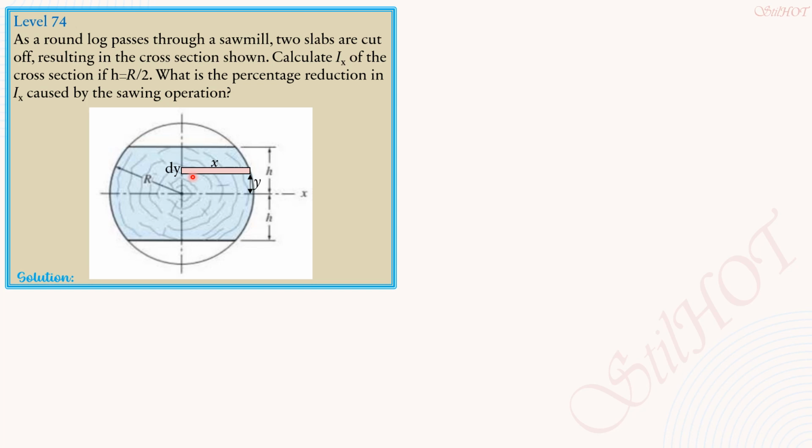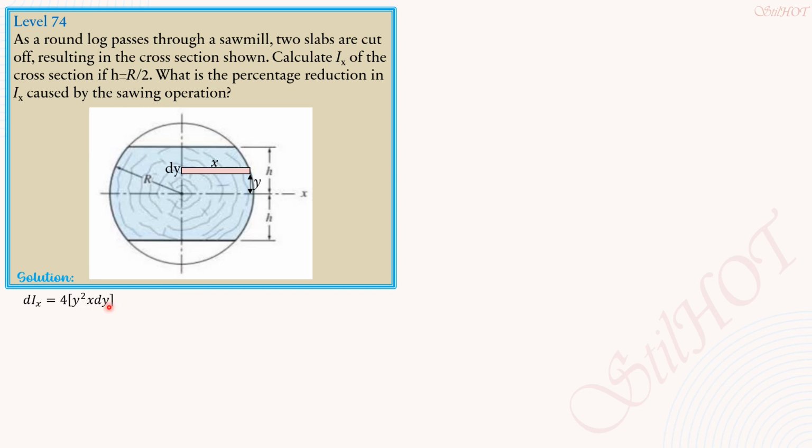So differential Ix, therefore, is 4 times the moment of inertia of this differential elemental figure from the x-axis, which is distance squared, y squared, times differential area x dy. So differential Ix is 4 times y squared times x dy. Then multiply by 4 because there are 4 identical figures.